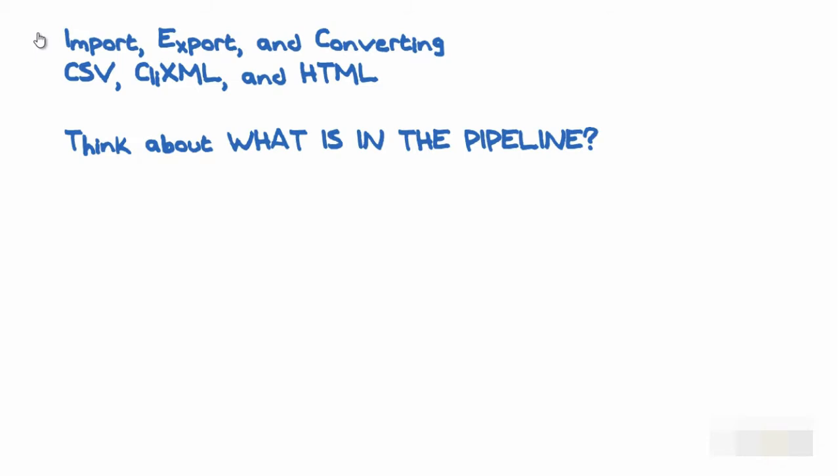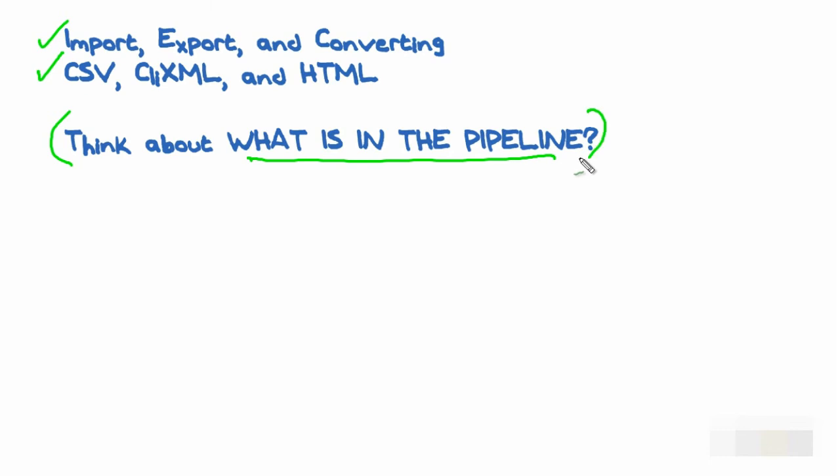We've taken the first step to getting you working with the PowerShell pipeline, and by way of example, you saw a lot about how to import, export, and convert things in the pipeline, and you looked at some formats like CSV, CLI XML, and HTML. And while all of those are definitely useful things to work with, the real lesson here is to think about what is in the pipeline.